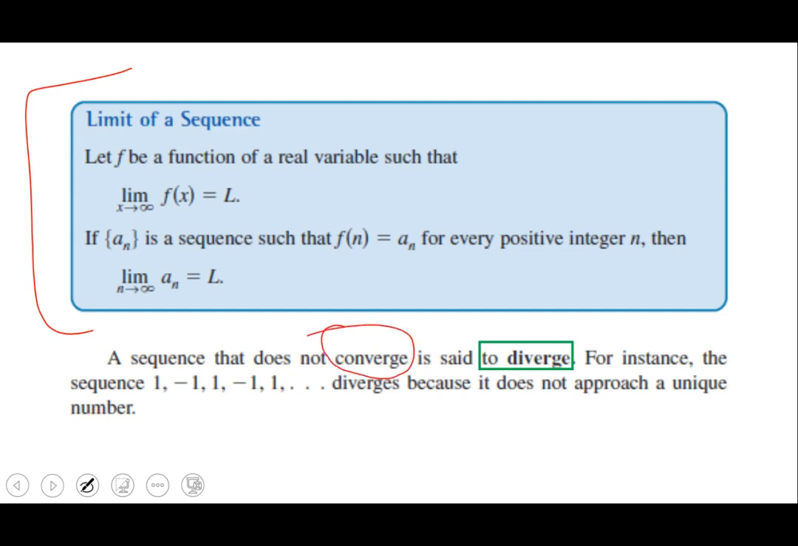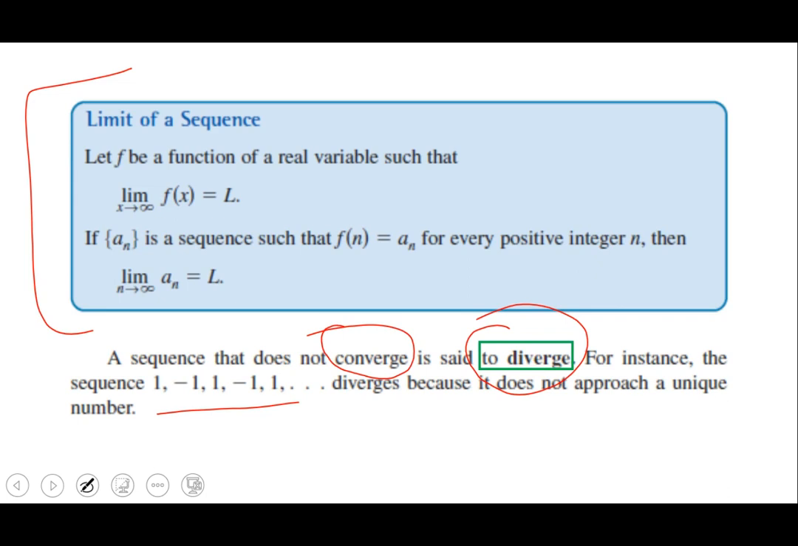Again, this new word, converge. So if the values in the sequence are in fact getting closer and closer to some value, we say that the sequence is converging. If it does not get closer and closer to a number, we would say that the sequence is diverging. That means that it's not getting closer to anything. An easy example of that would be something like 1, -1, 1, -1. We saw a bunch of sequences like that back in chapter 9.